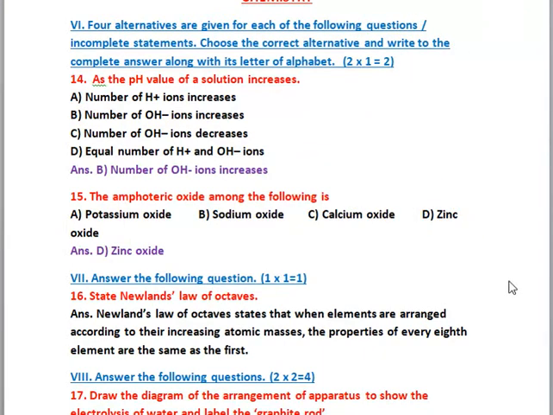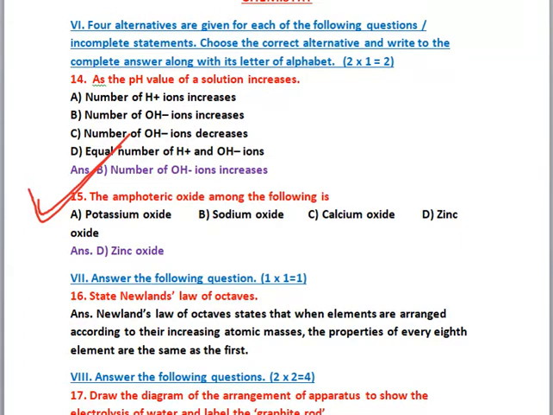Second question: the amphoteric oxide among the following is. What do we understand by amphoteric oxides? Amphoteric oxides are those oxides which can react with acids and also with bases. We have read this in chemistry, and I've also given you the definition of amphoteric oxides along with examples. Over there we have read two examples of amphoteric oxide: one is aluminum oxide and the second one is zinc oxide. So let's see in these options what will be our correct answer.